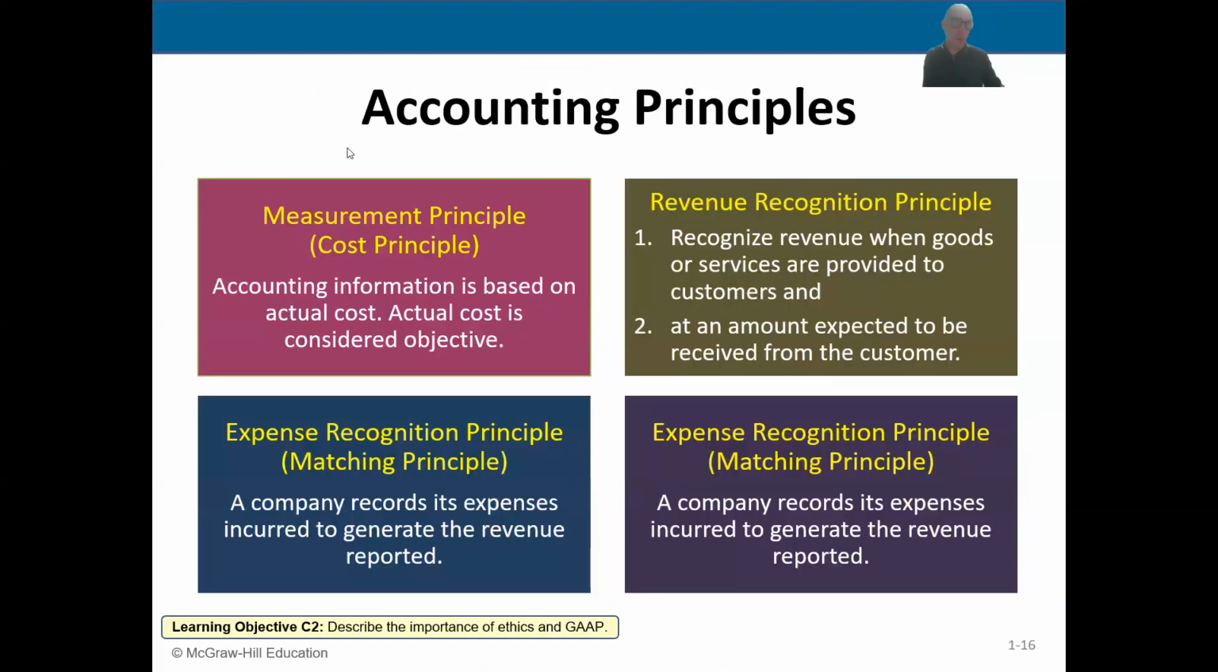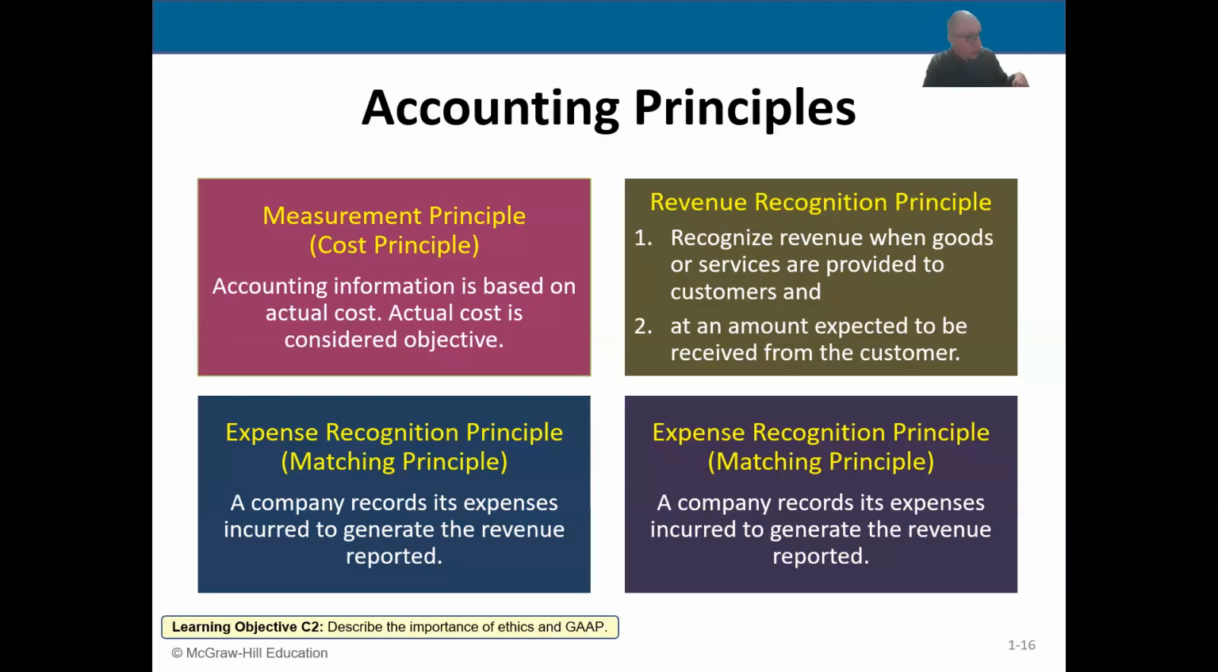So here are the four primary principles that I had referred to. The first is the measurement principle, also known as the cost principle. This is where we make sure that all of our accounting information is based off of the actual cost. For example, let's say your company recently purchased a piece of machinery. Okay, that machinery cost something. Let's say it cost $1 million to purchase it, the piece of machinery. So the company pays $1 million to buy the machinery.